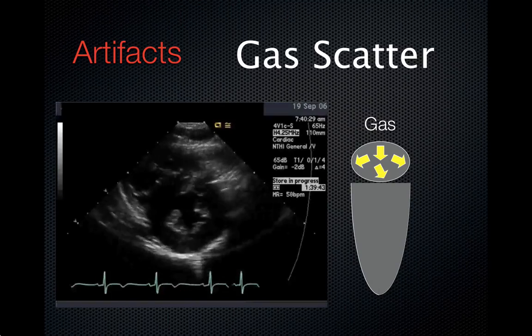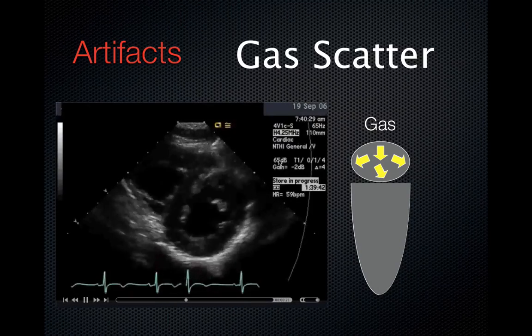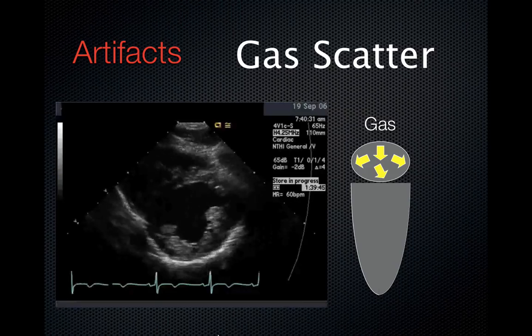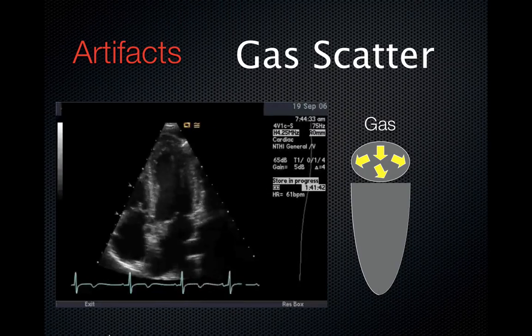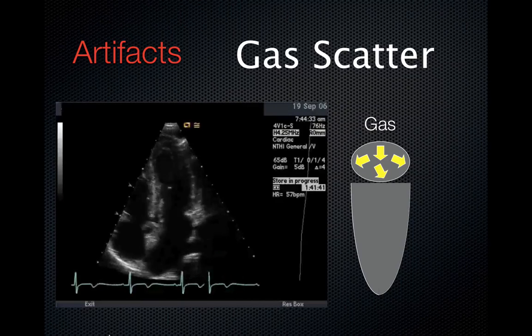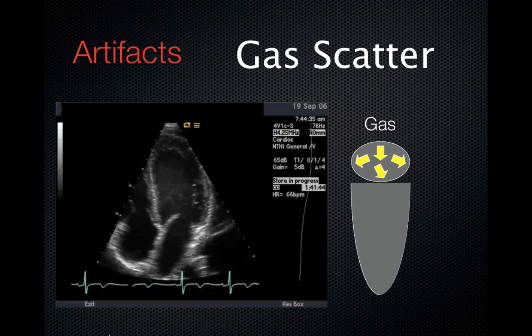Oftentimes this can affect our imaging. When the lung gets in the way, we cannot see the heart, and for people who have emphysema or hyperinflated lungs or are on mechanical ventilation, we often cannot see their hearts very well.